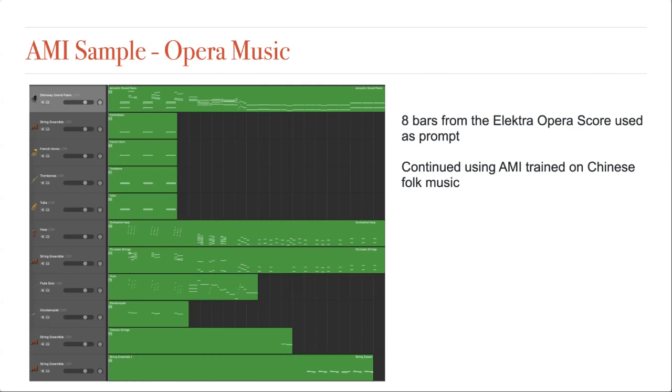Right. So again, to me, Amy did a pretty good job here, blending the prompt with the rest of the generation. I don't know whether you can tell. The beginning is from the original score, but the rest is actually from Amy.